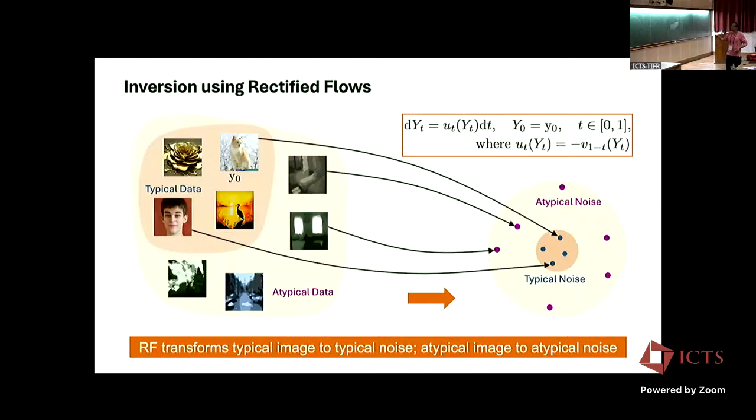So you can start from an image, and you run the following vector field. You had learned a vector field VT, which was the generative model. So the reversal is UT equals minus V of 1 minus T. That will go this way. Presumably, images will become typical because that's how it was trained. How was RF trained? You're coupling every image with a typical noise sample. So this coupling is there. But if it's something which is atypical, presumably it goes to something atypical.